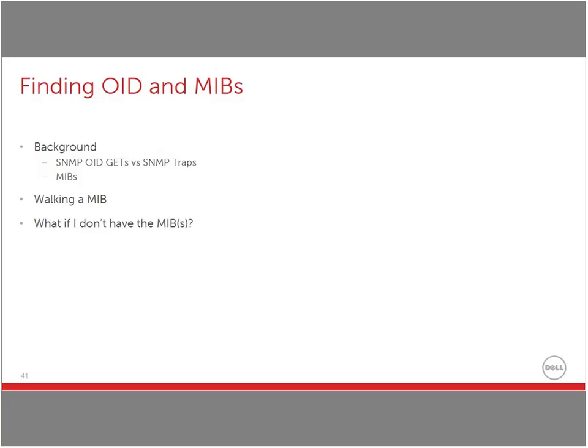So first of all, we talked a little bit about SNMP OIDs versus traps. Let me clarify what that means. OID gets is where the K1000 goes to a device and authenticates with the device and says, hey, I want to get this information for this specific OID. Give it to me. And so the device will actually give that information back, and we do our thing and so on and so forth.